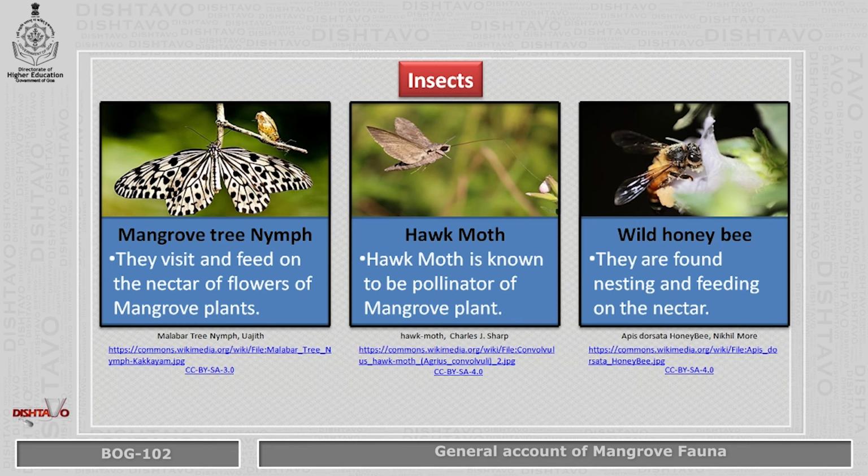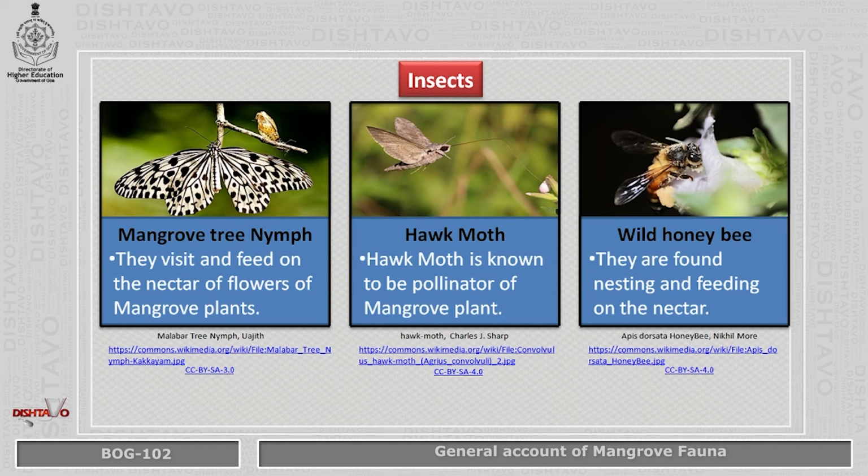Now let us learn about the insects found in the mangrove forest. The first one is the mangrove tree nymph. It is one of the few butterflies that are found in the mangrove forest. They visit and feed on the nectar of flowers of mangrove plants.